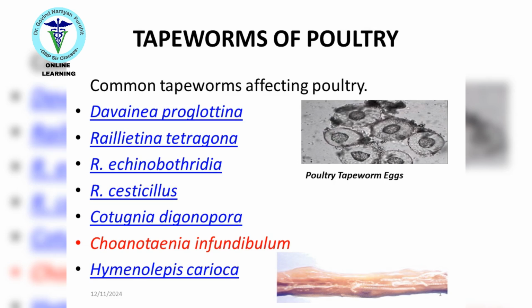Common tapeworms affecting poultry include Davainea proglottina, Raillietina tetragona, Raillietina echinobothrida, Raillietina cesticillus, Cotugnia digonopora, Choanotaenia infundibulum, and Hymenolepis carioca.